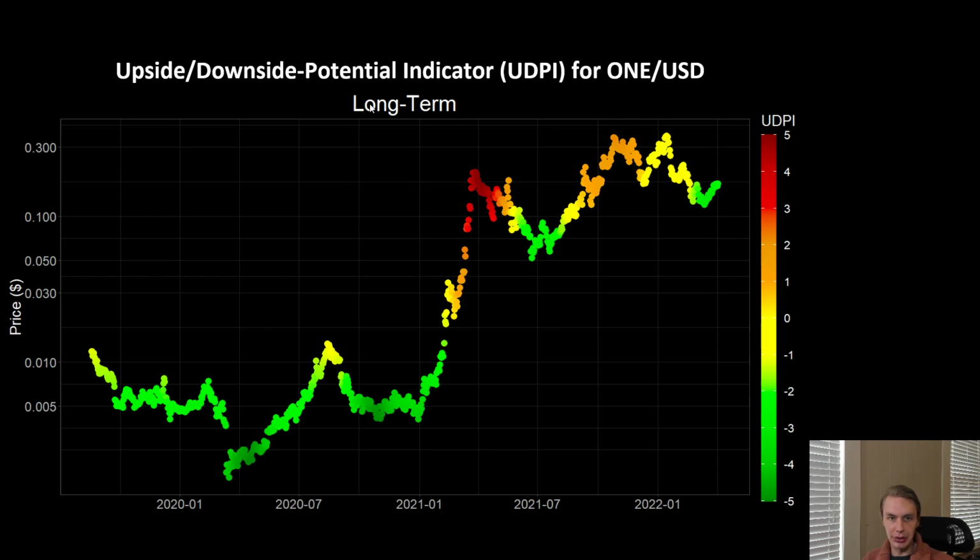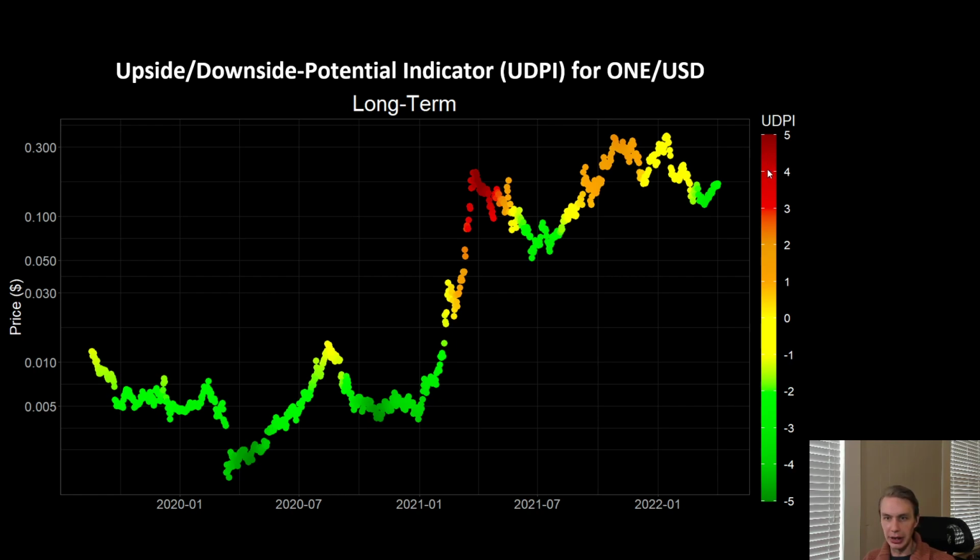So I'm showing you here the long-term UDPI. This cares about moves that play out over months to years, so a much longer time preference or time horizon that it looks at. And essentially what it's doing is assessing risk. It's assessing how much upside versus downside potential the asset likely has.